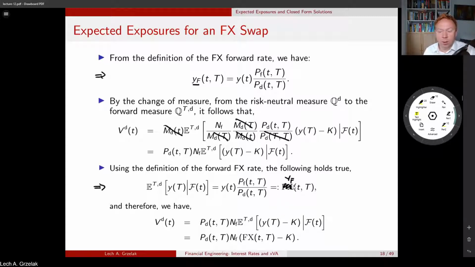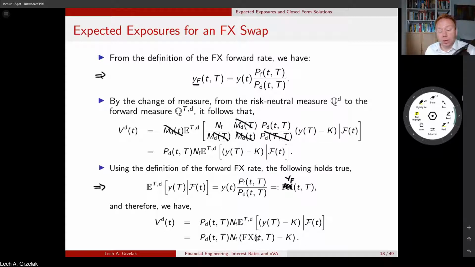And we also know that at the maturity, at capital T, those zero coupon bonds will be equal to 1. So we can simply substitute in this expectation, and then we see this expectation of Y_T. It is also equal to here. So then this simply becomes just a forward transaction. So we have a zero coupon bond times the forward FX rate minus the strike, multiplied with the notional in the foreign currency. So again, this is essentially known today.